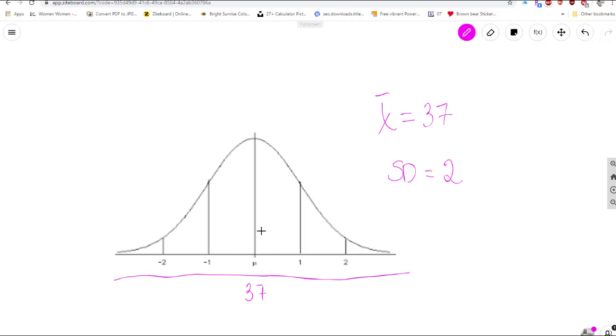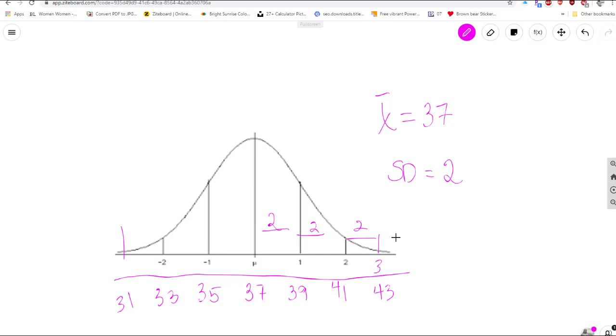This distance is going to be 2. It's going to be 2. It's going to be 2. So this is going to be 39, 41. And if I kept going to 3, this would be 43. Opposite is happening in this direction. This is going to be 35, 33. And if I kept going, it would be 31. Okay, so you would be able to find the corresponding z-scores.